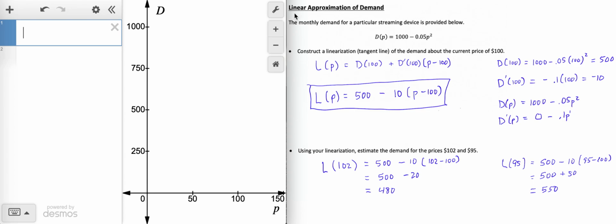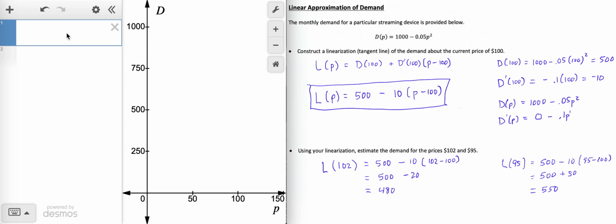In this video, we're going to look at the linearization of demand using Desmos. So let's look at our monthly demand of a particular streaming device given by the formula D of P is equal to 1000 minus 0.05 P squared, where P is the price and D of P is the quantity demanded at that price. In order to complete the linearization, I need to find the demand at 100 as well as the derivative of the demand at 100.